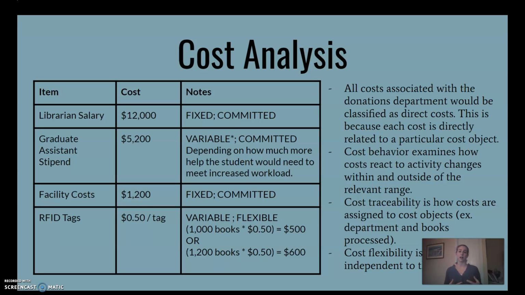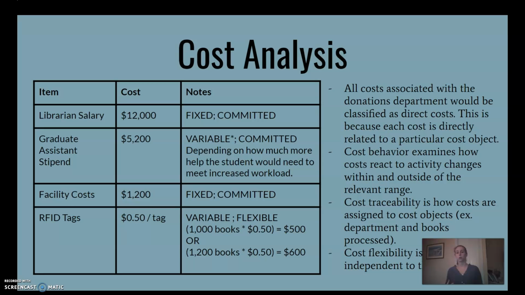We can see that if the department only processes a donation of 1,000 books, we need 1,000 times 50 cents to get $500. Or if they get the higher part of the relevant range, 1,200 books, we would then multiply 1,200 by 50 cents to get $600.